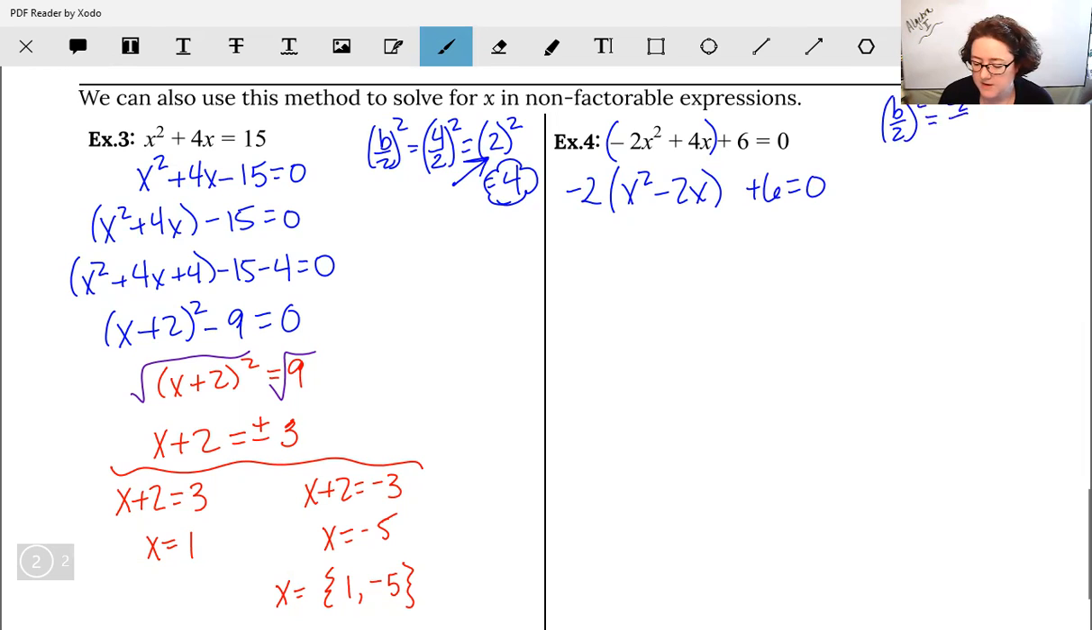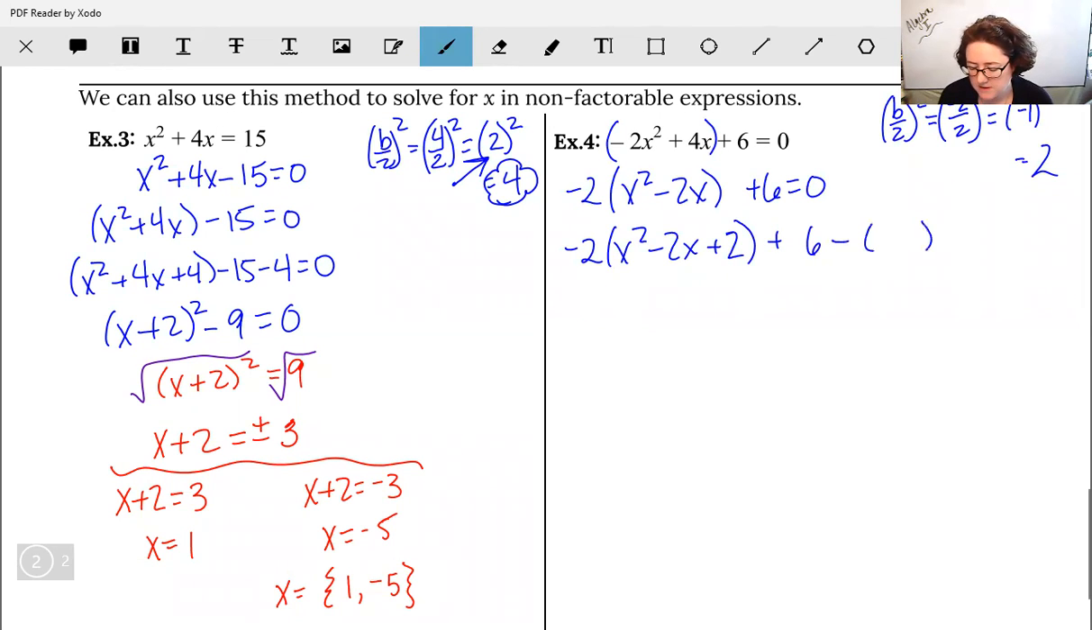My b value is now negative 2. Which simplifies out to negative 2 divided by 2 is negative 1. And that comes out to a positive 2 when squared. So add and subtract your positive 2. So add on the inside. Subtract on the outside, but it's not just a plain old 2. We've got to use that negative 2 as well. It's always going to be acting on what's inside the parentheses.